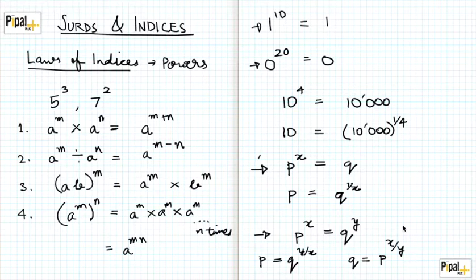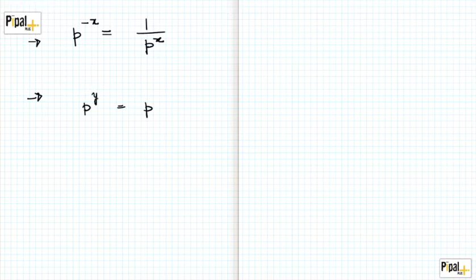Then if let's say we have a negative power, let's say p to the power minus x, then we can write this as 1 upon p to the power x. Next, if we have the same base, let's say p and p on the left hand side and right hand side, and if somebody tells us that p to the power y equals p to the power q, then we can say that y has to be equal to q because the bases are same.